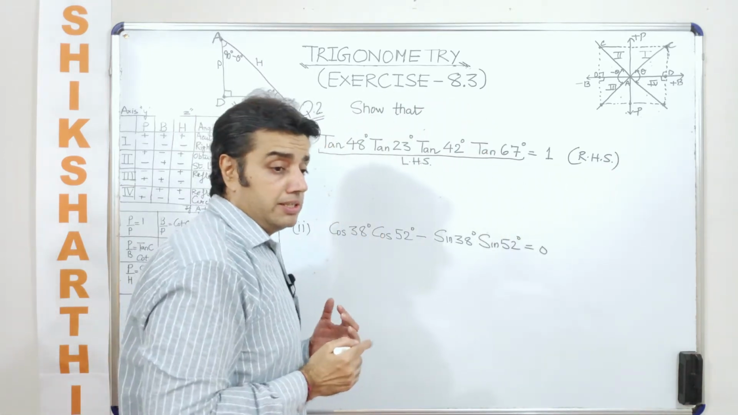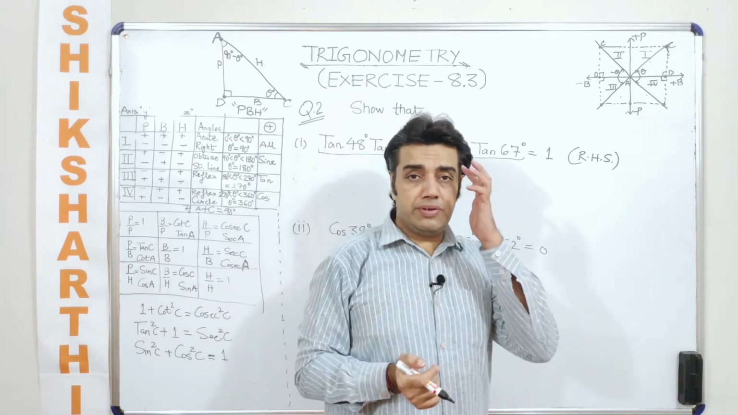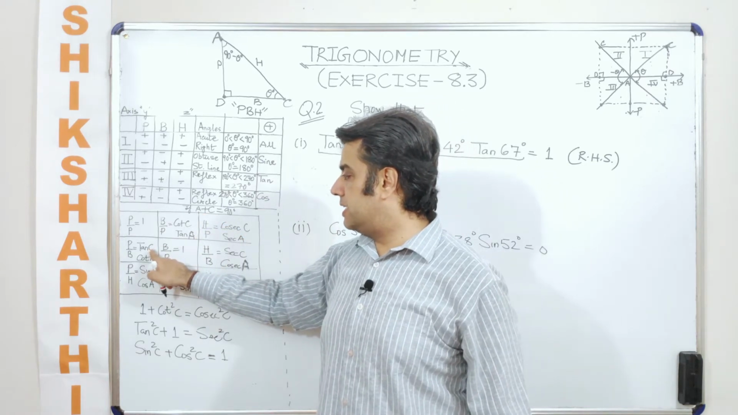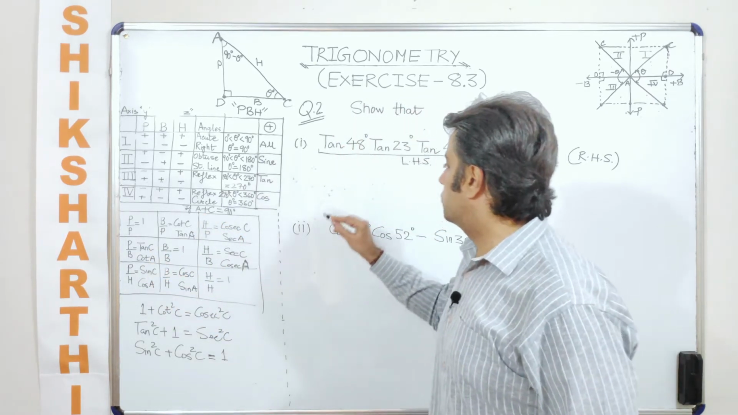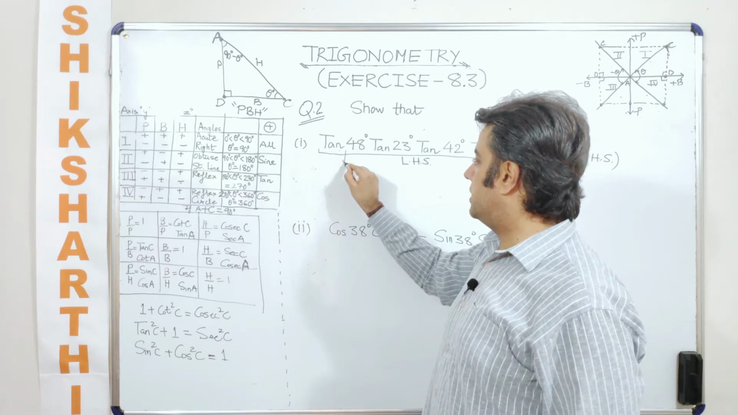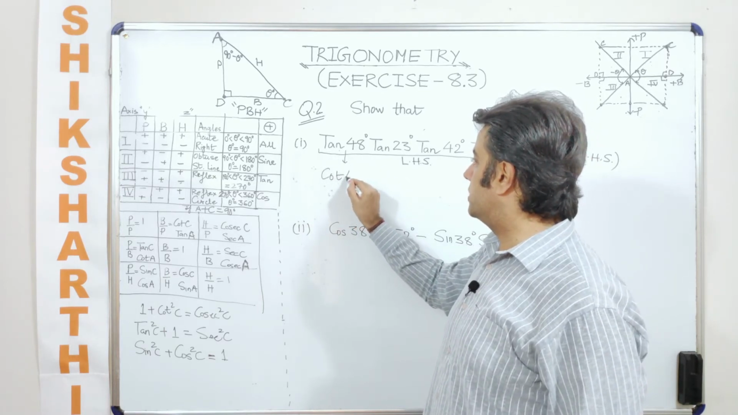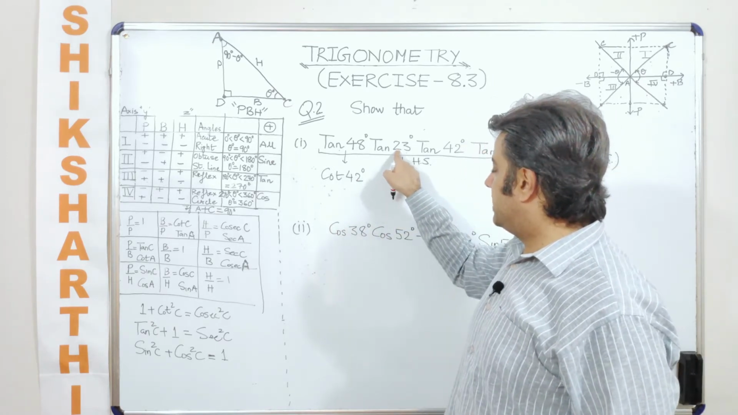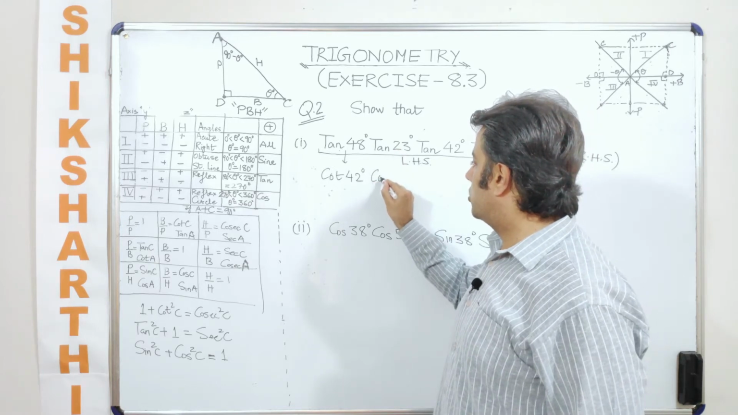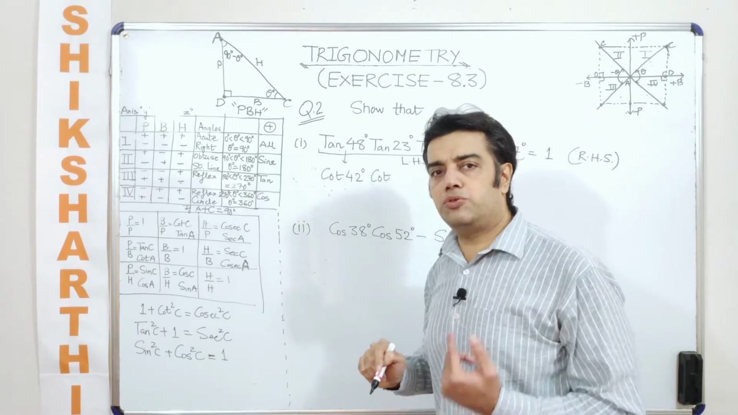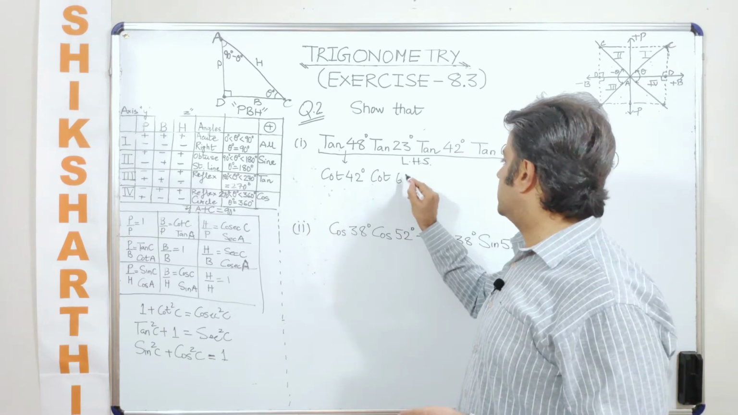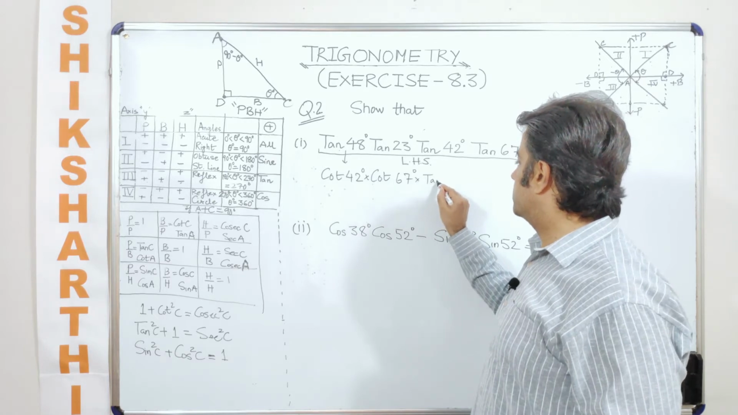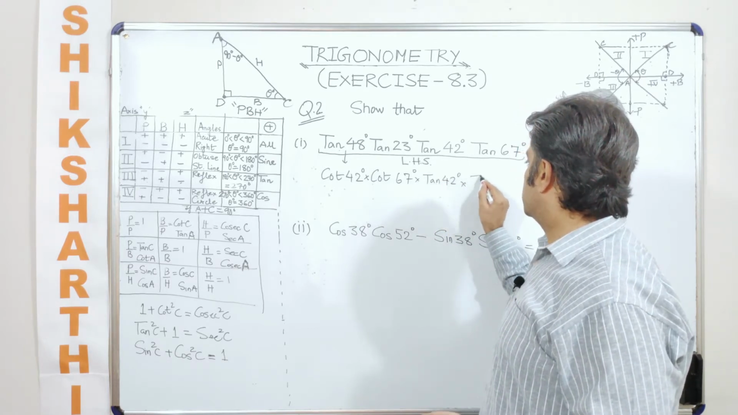As we have learnt the complementary angles, we can use this table wherein if A and C are complementary to each other, in that case tan C becomes equal to cot A. So what will you say? You will say that tan 48 degrees can be written as cot 42 degrees. At the same time, you can say tan 23 degrees can be written as cot of 90 minus 23, which is 67 degrees. So into tan of 42 degrees, into tan of 67 degrees.